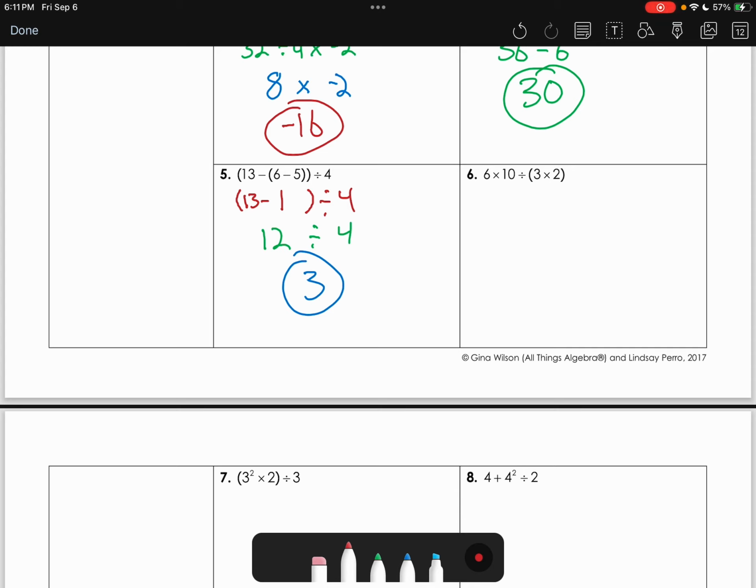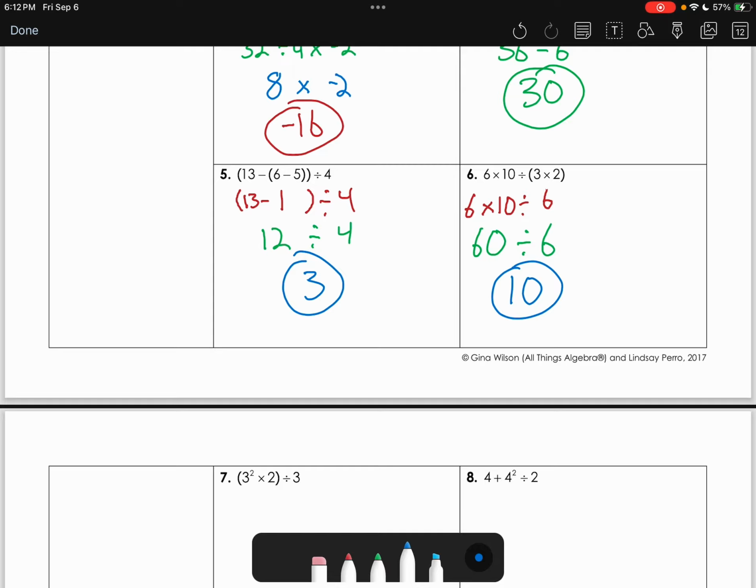Moving on to number 6, we have 6 times 10 divided by 3 times 2. All right, well, we have parentheses right immediately. So let's do our 3 times 2. And we're going to put 6 down here. Let's move our division symbol down. Let's move our 10 down. Move our multiplication symbol and move our 6. All right, no other parentheses. I don't see any exponents. And we're looking for multiplication and division from left to right. So 6 times 10 is going to get us to 60. Move our division symbol down. Move our 6 down. 60 divided by 6 will get us to the answer of 10.